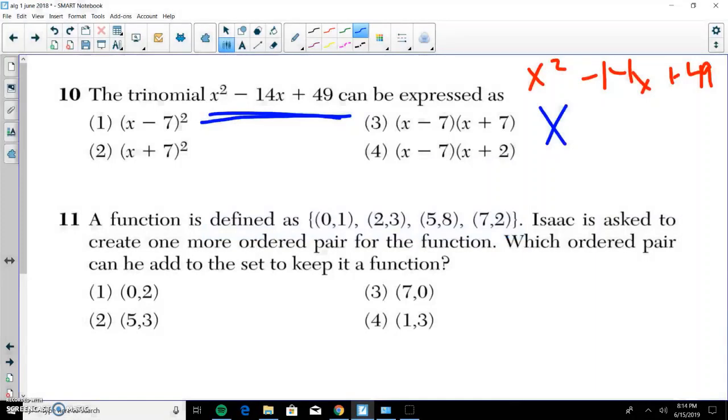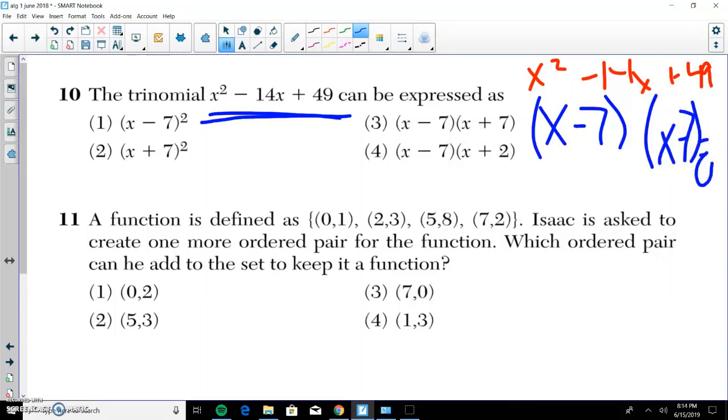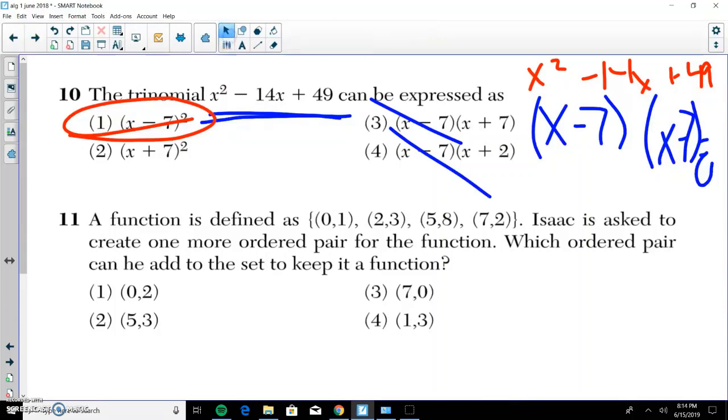So it's x minus 7 and x minus 7. That is why your answer won't be these two, because you see x minus 7 stated twice. It will be choice 1. x minus 7 squared, which is x minus 7 times x minus 7.